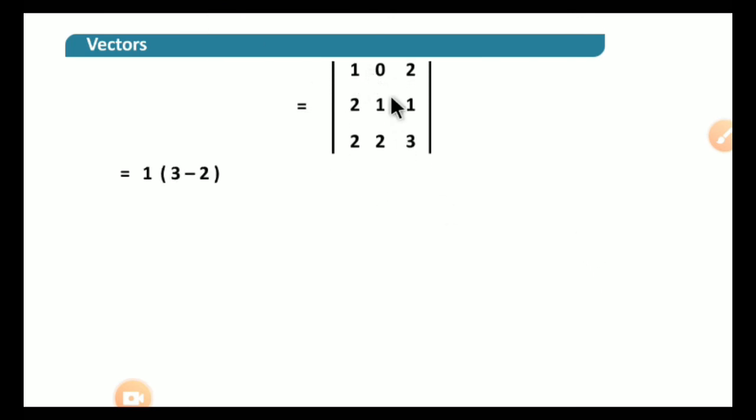So 1 into the bracket of 1 into 3 minus 2 into 1, so this is 3 minus 2, and next minus 0 into the bracket of this thing, which again is 0 only, so that's just neglected, and plus 2 into the bracket of 2 into 2 is 4 minus 2 into 1 is 2. So for the next step, 1 into 3 minus 2 is again 1 only. So 1 into 1 is 1 and 2 into 4 minus 2 is 2, so 2 into 2 is again 4. So this is equal to 1 plus 4 is equal to 5.